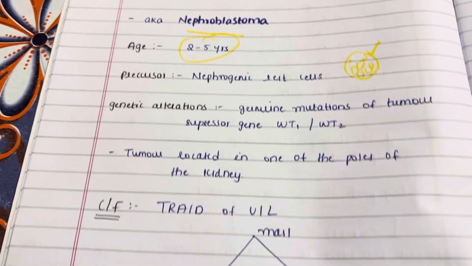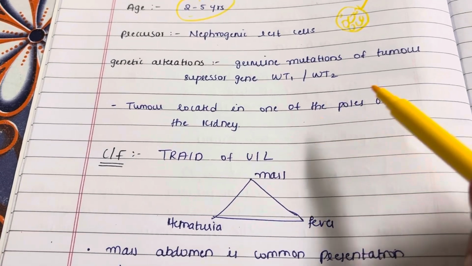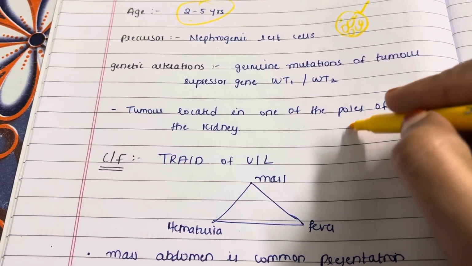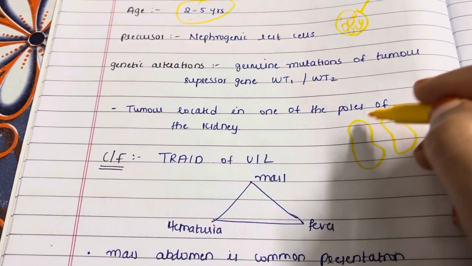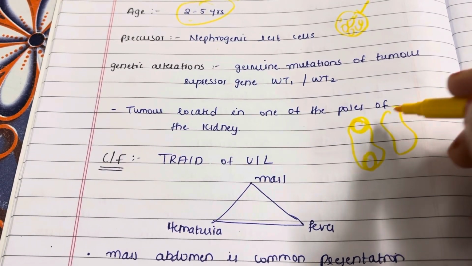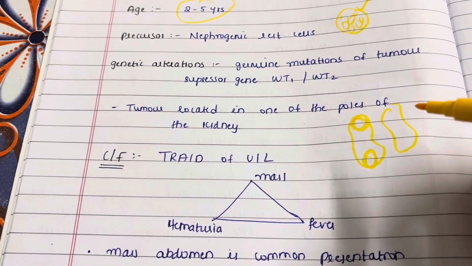Okay, then this tumor is located in one of the poles of the kidney. So either it can be the upper pole or the lower pole, either here or here. This is located on one of the poles of the kidney.